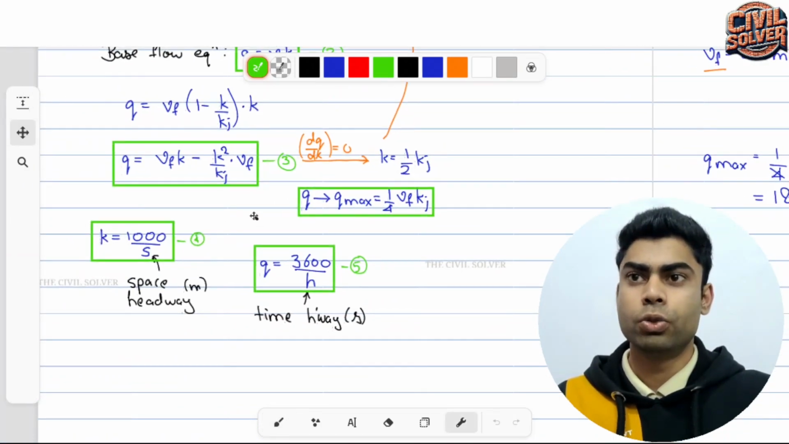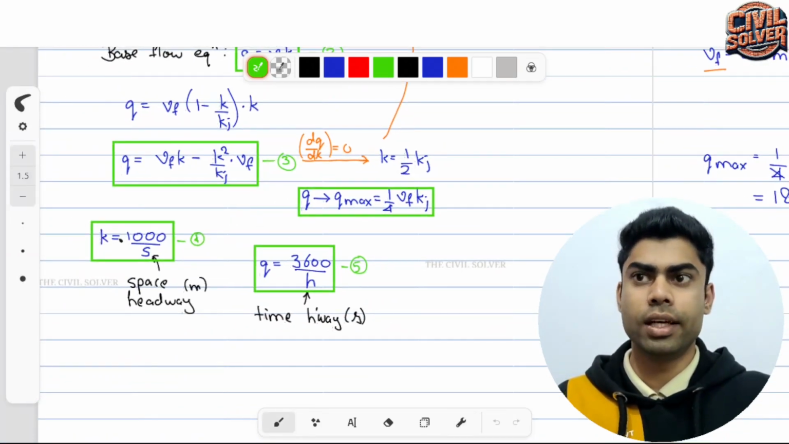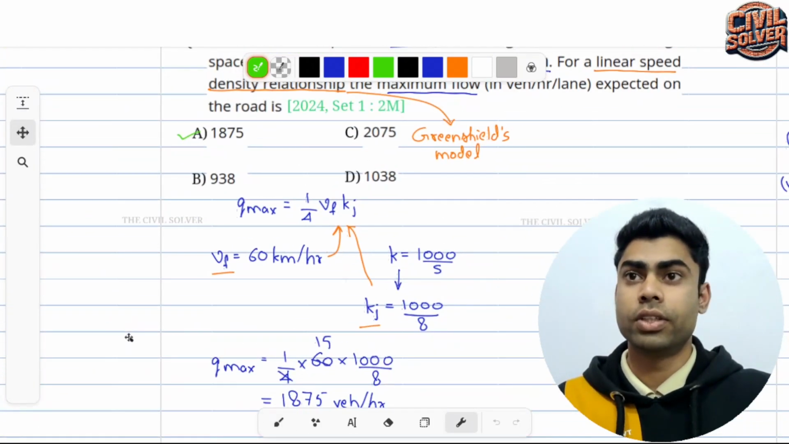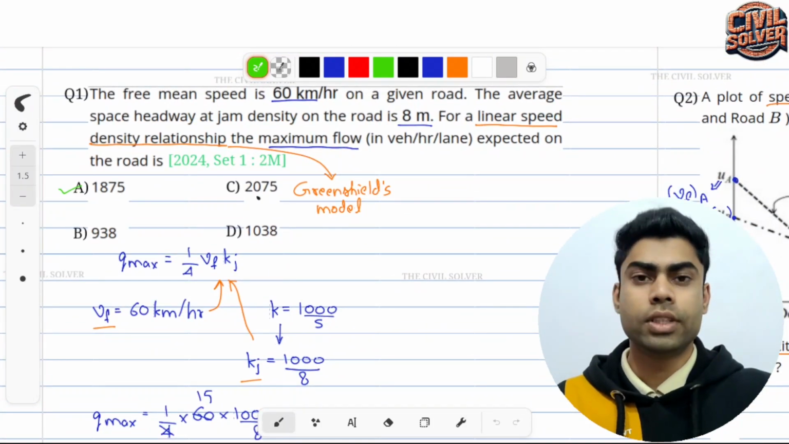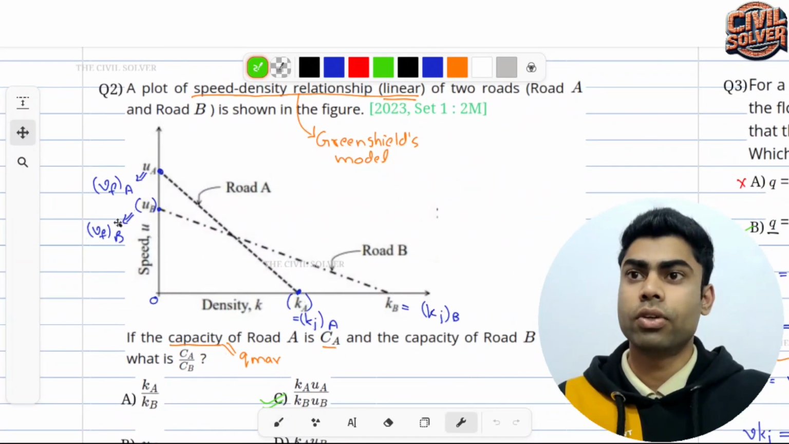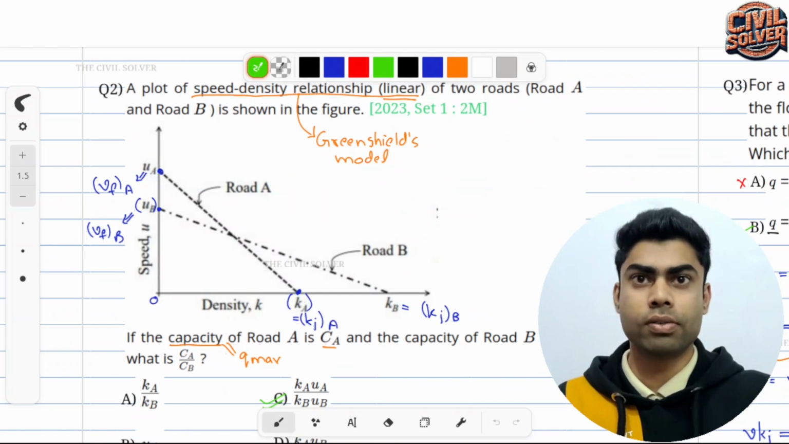Then we had two more basic formulas, the one relating the density with the space headway, K is equal to 1000 upon S, and the second one relating the flow with time headway, Q is equal to 3600 upon H, where H is in seconds and S is in meter. Then we started the first numerical. It was a direct formula based question and it was quite easy. The second question was a graphical question, we solved this.